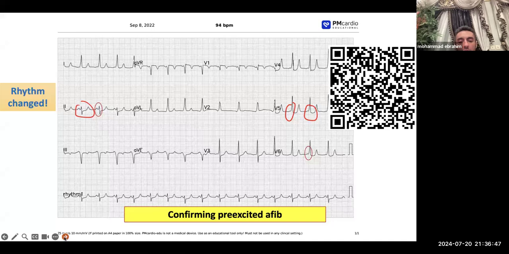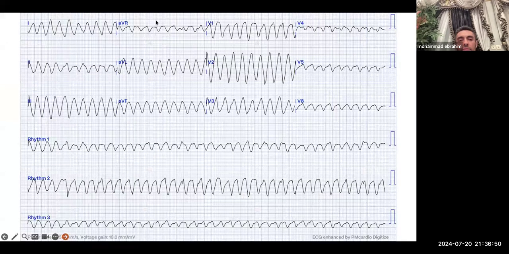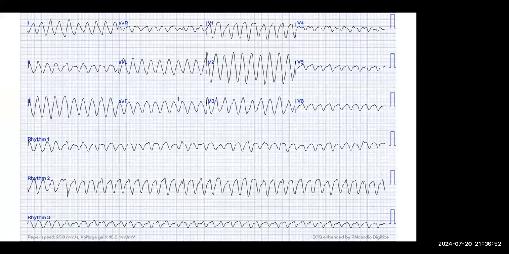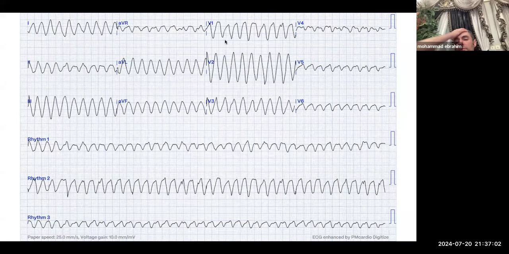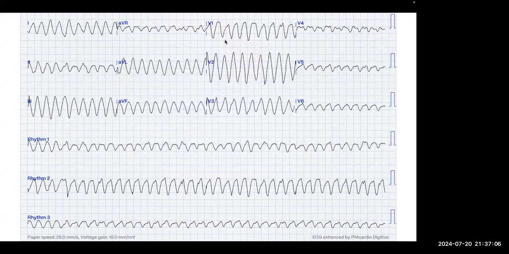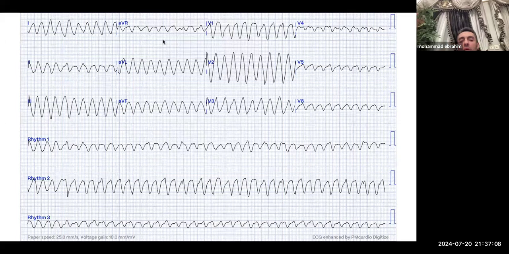Dr. Mohammed, question. Here we don't give adenosine in order not to block the AV node, otherwise the impulse will go through the accessory pathway and cause VF. Yes, correct. And we don't give amiodarone, same thing. You don't want to give anything that blocks your AV node and promotes conduction down the accessory pathway. Okay, I think this is the last case.